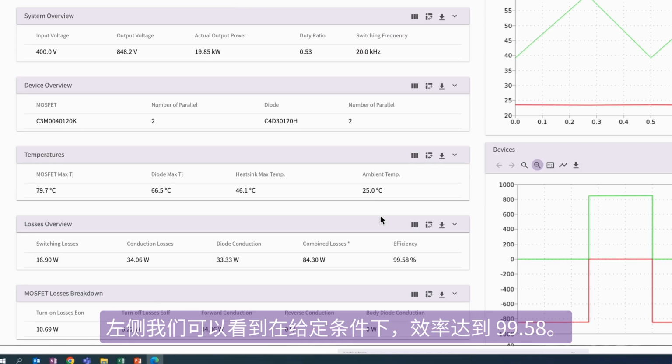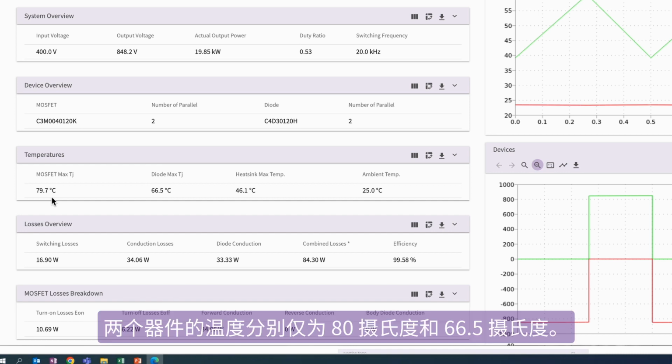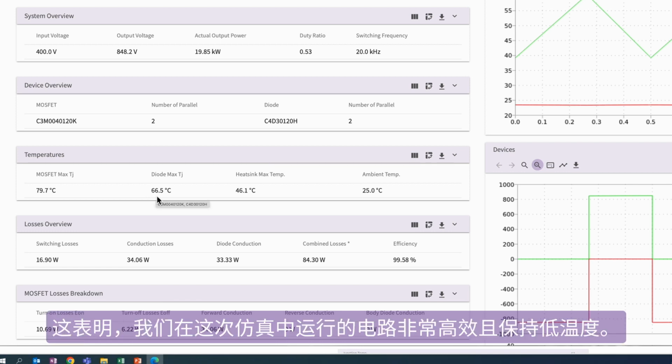On the left side, we can see the efficiency reaches 99.58% in given condition, and temperature of the two devices only reached 80 degrees C and 66.5 degrees C. Showcase that we are running a very efficient and cool circuit in this simulation.